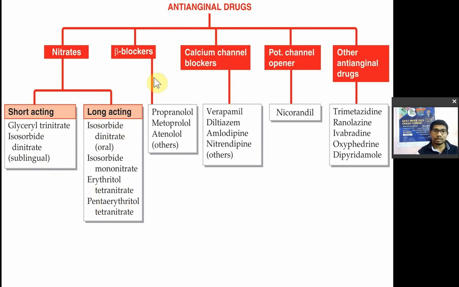Then beta blockers, in that metoprolol, propranolol, atenolol. Then calcium channel blockers, in that you have verapamil, diltiazem, amlodipine, nifedipine. Verapamil is a phenylalkylamine derivative. Diltiazem is a benzothiazepine derivative. Amlodipine is a dihydropyridine derivative. Okay. Nicorandil is a potassium channel opener. Okay. And other drugs, trimetazidine, ranolazine, both are partial fatty acid oxidase inhibitors. Ivabradine, oxyphedrine, and dipyridamole. So these are the drugs used in the treatment of angina. You have to remember this. It is very important. Okay.